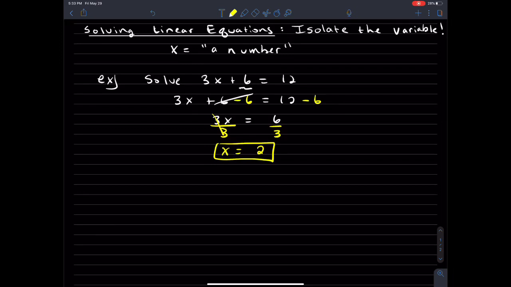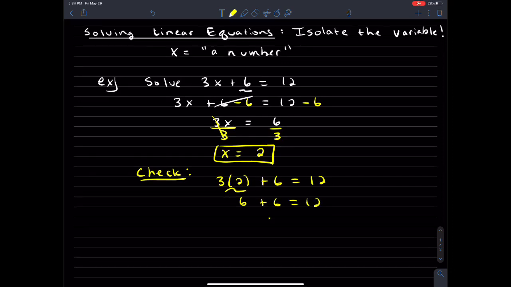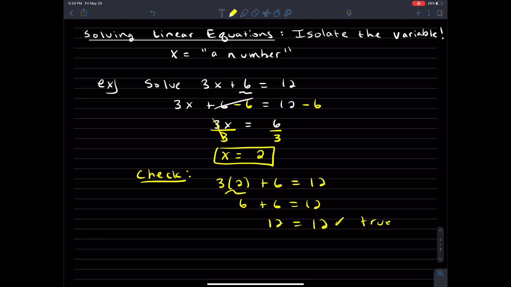You can always check your answer by plugging it in and seeing if that solution results in a true statement. So 3 times 2 plus 6. 3 times 2 is 6, plus 6, since that's true. Yep.